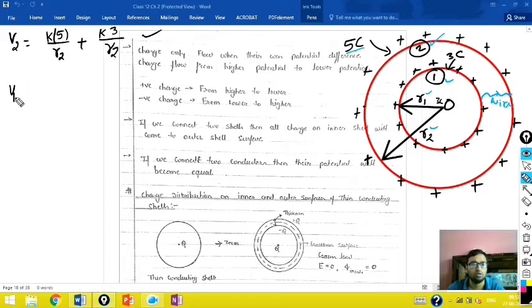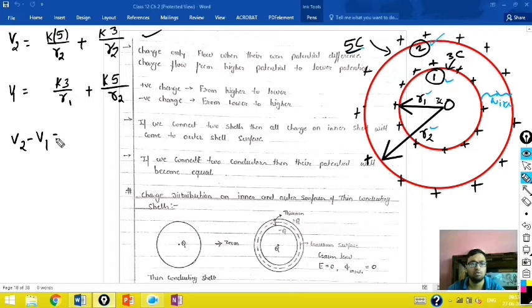Now if I ask you what is the potential of the inner sphere, then you will say due to its own 3 coulomb charge, its value will be k3 upon r1, and due to the outer 5 coulomb charge, the potential at each point, not only on this sphere but on empty space too, is constant, and that will be kq upon r2. So if I want to know which is greater, I will subtract v1 from v2, okay.